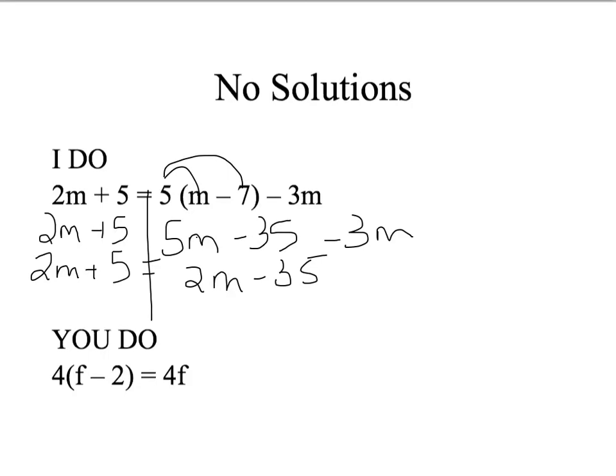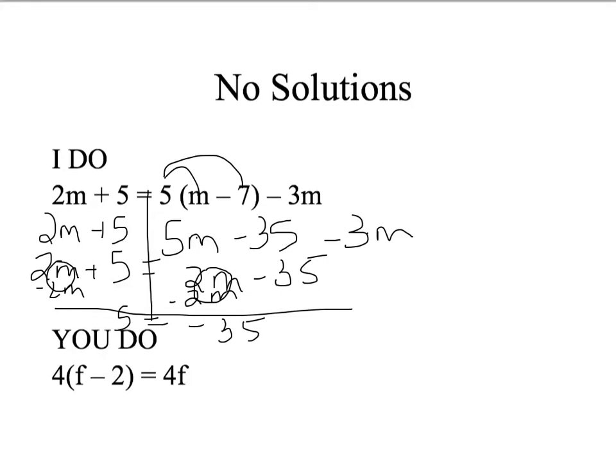So the next step would be to get all of my variables on one side. So if I subtract 2m here, and then I also subtract 2m over here. Okay, this is going to give me 0. So I have negative 35 is equal to 2m minus 2m is 0 over here, which is 5.